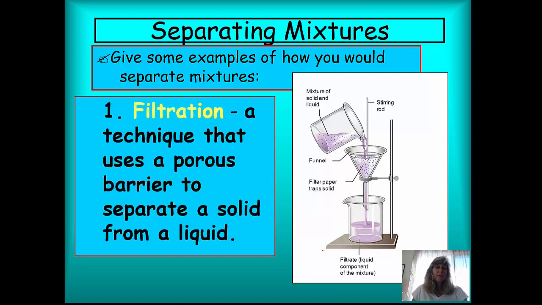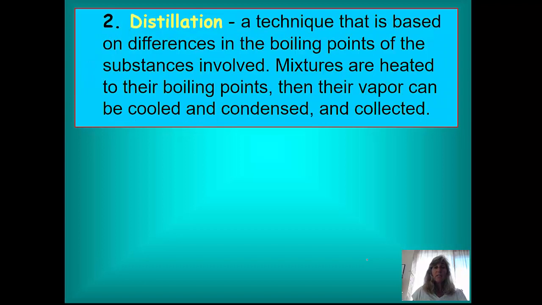Like we did in class, we filtered. So filtration, there's the definition: a technique that uses a porous barrier to separate the solid from a liquid. We took salt and sand, you filtered in class, you made a filtrate of a saltwater solution, and then using the Bunsen burners, remember we evaporated the water so you could get the salt back out. So filtration's an easy way to separate a mixture.